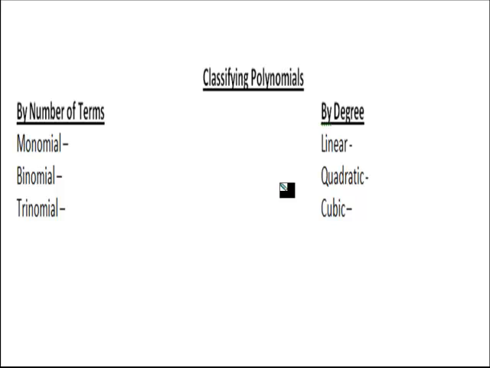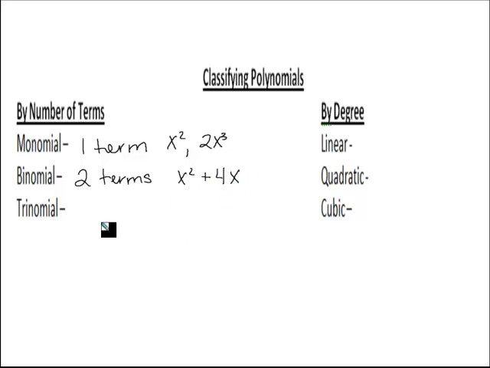Okay? Classifying polynomials. We're going to do some work on classifying polynomials because there can be different kinds. We can classify them in a couple of ways. We can classify them by the number of terms that they have. Monomials have one term. So this would be x squared or 2x cubed or something like that. Binomials have two terms, x squared plus 4x. That would be a binomial. Trinomials have three terms. That might be 2x cubed plus x squared plus 4x. Okay, just an example there of a trinomial.